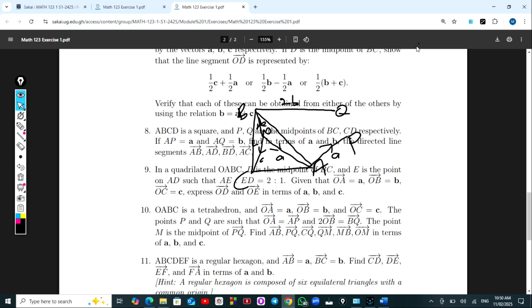The point M is the midpoint of PQ. So let me just have it here. That means we have to join P and Q together. Then point M is somewhere here. So that's the midpoint of PQ, moving in the direction of Q, from P to Q.